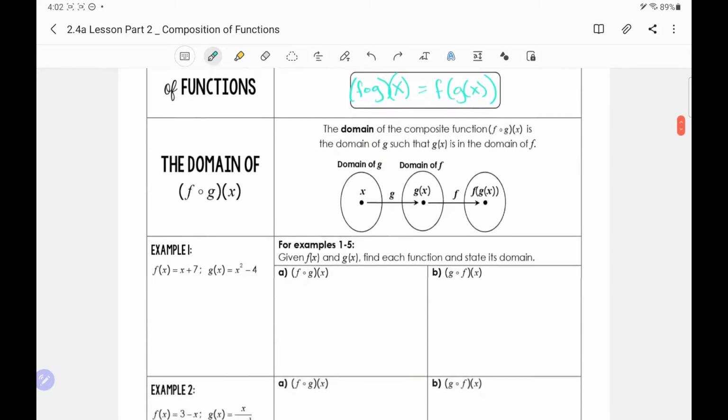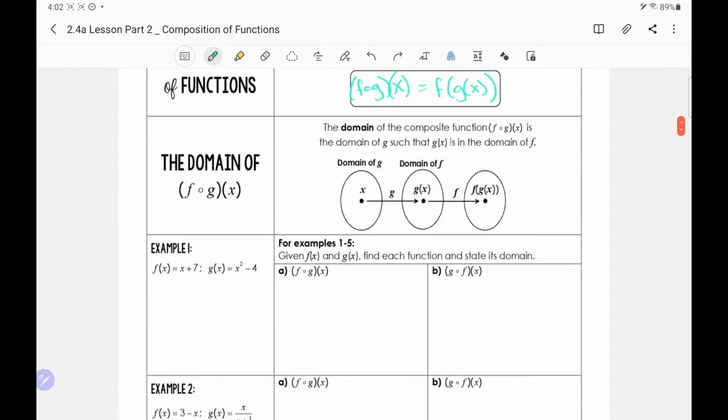So let's come down here, the domain of f of g of x. I don't want this video to get too long, so I'm going to link to another video that only goes over the domain, but I think as we do some examples, it will become more clear.